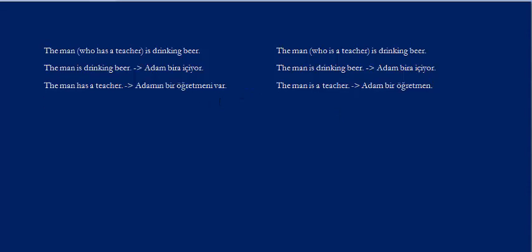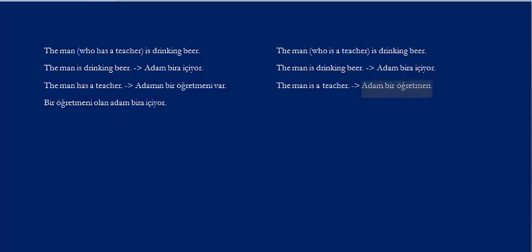Now, when we merge them, we don't start with this one, but we start with the adjective. We don't repeat this. So, bir öğretmeni. Right, bir öğretmeni. Not var, but olmak, olan. And then we continue here. Adam bira içiyor. Okay? So you have the possessive third person here. One, his teacher exists, man. Beer drinks.